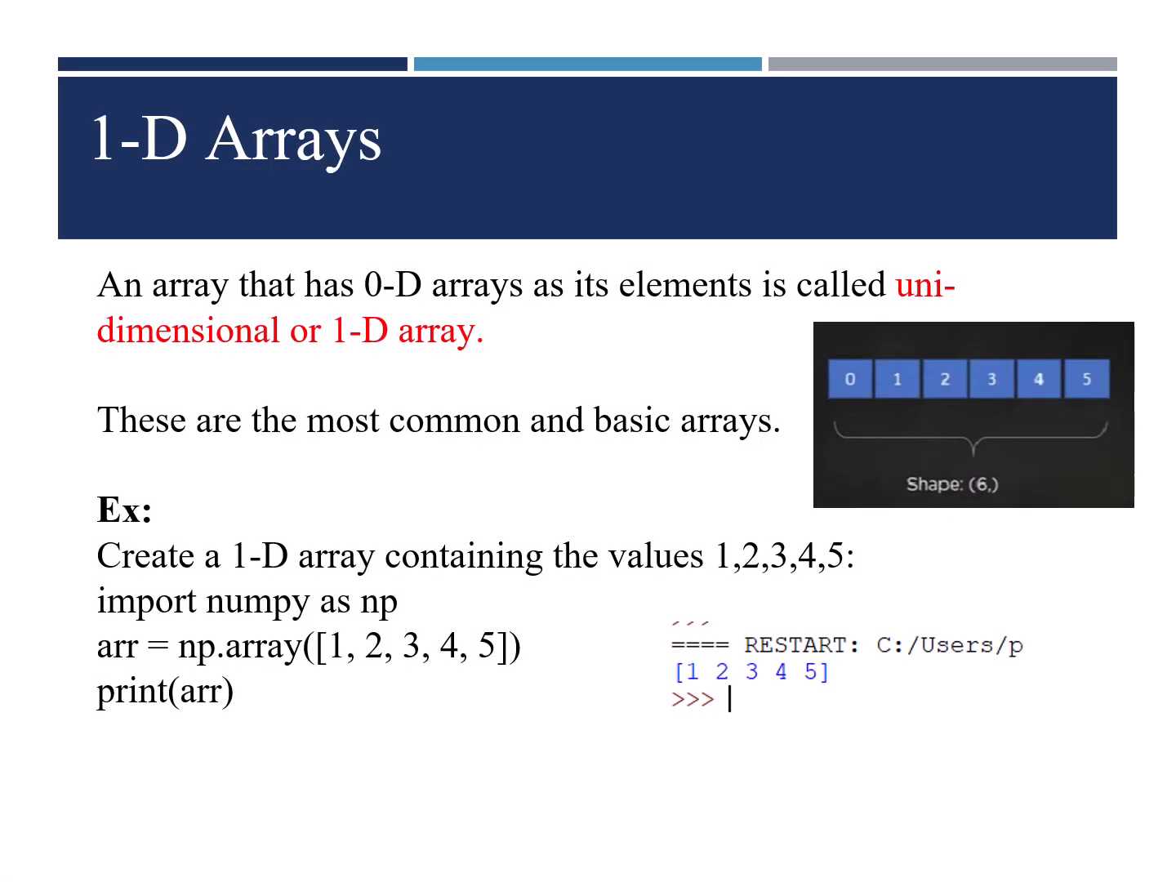In one-dimensional arrays, we have only rows. Here is an example. Import numpy as np, arr equal to np.array of, within the square bracket, 1, 2, 3, 4, 5. Now when I print arr, the output we get is 1, 2, 3, 4, and 5. Since it is a one-dimensional array, we have only rows.